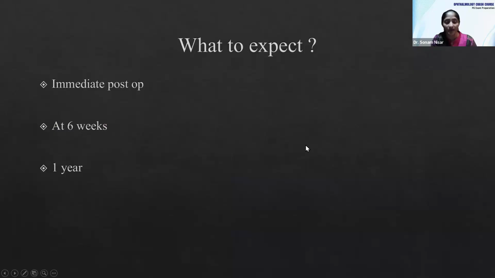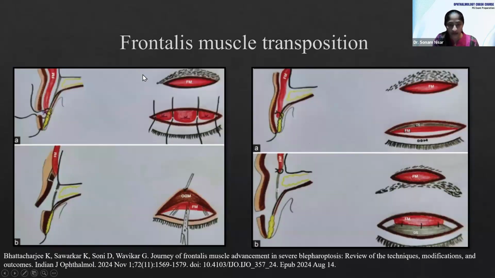Then you have the frontalis muscle transposition flap. This is a very beautiful diagram from this journal that you can just copy and put in your examination when you're asked to write a question. Just above the brow, you take a lid crease incision, you dissect all the way up till the brow, identify the muscle and bring it down. There are multiple modifications of this, but for examination purposes, this is a very good diagram. Normally, we do not do fascia lata or frontalis muscle flaps in less than 3 years of age because the muscle still has to develop. Less than 3 years, ideally, we prefer a silicone rod.